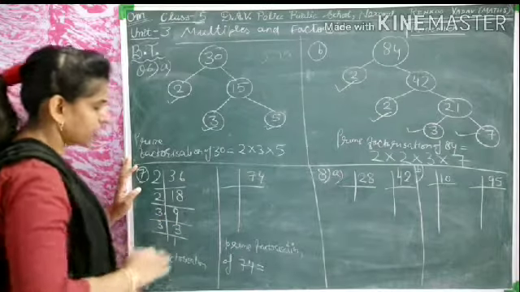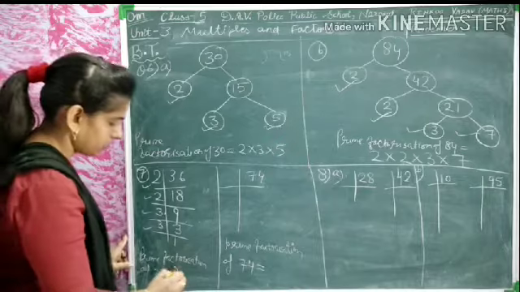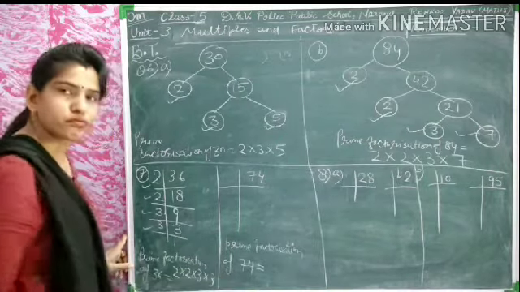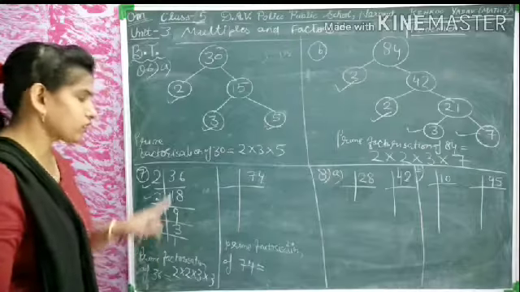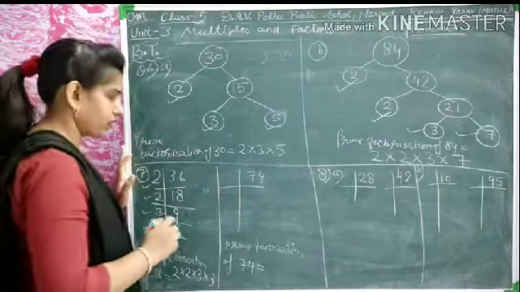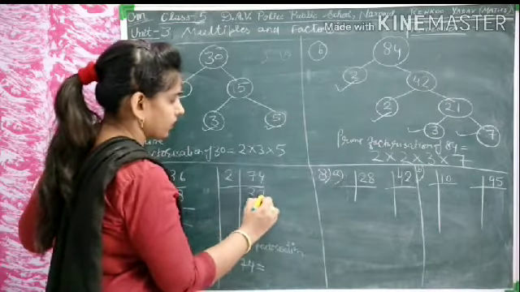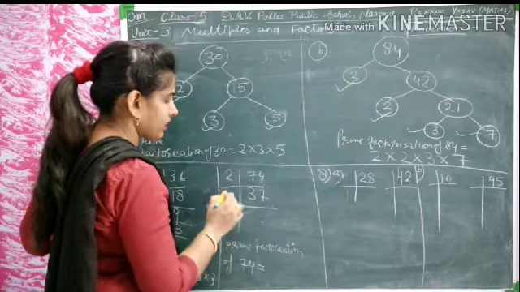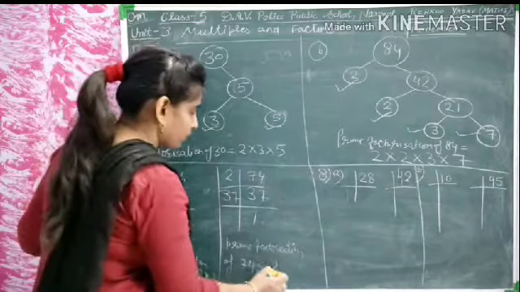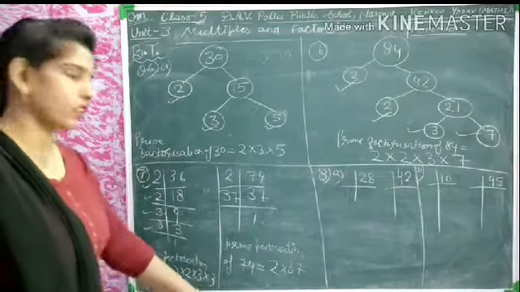So students, what are the prime factors? 2, 2, 3, 3. 2 into 2 into 3 into 3. These are the prime factors of 36. Now we have to find the prime factors of 74. So there is 2, 2 3s are 6, 2 7s are 14, and 37 is a prime number. So it will be divided by only 37. So 2 into 37 will be written as the prime factorization of 74.